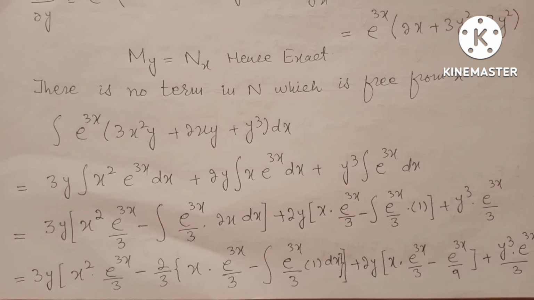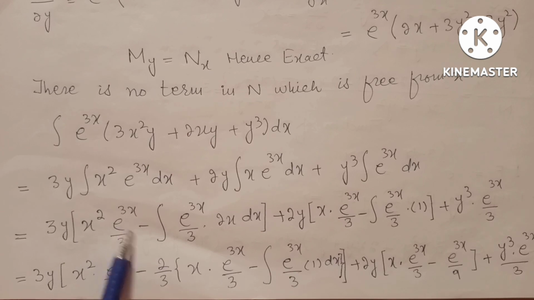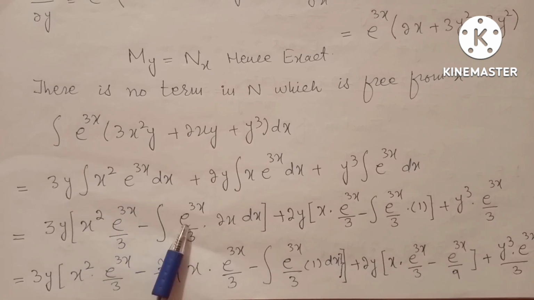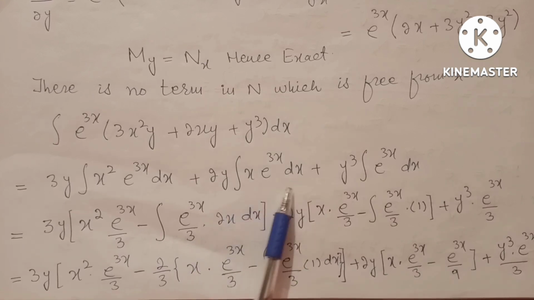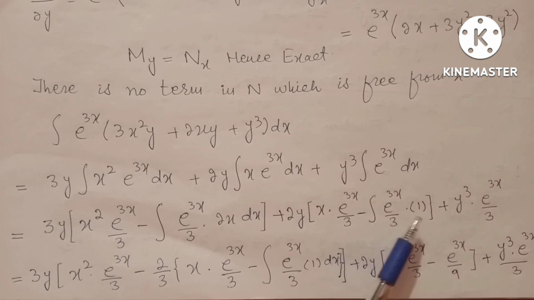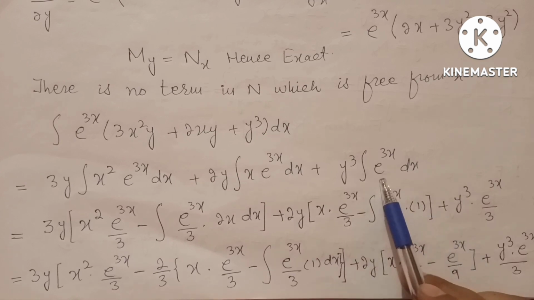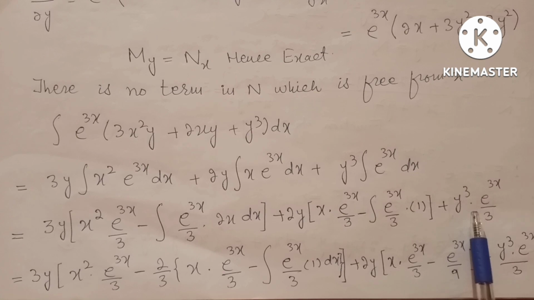Simply we apply integration by parts. As you can see, first as it is, integral of second minus whole integral of second into derivative of first. Similarly in this integral, first as it is, integral of second, which is e raised to power 3x by 3, minus whole integral of second into derivative of first, and the derivative of x is 1. Here integral of e raised to power 3x is e raised to power 3x divided by 3. We will just simplify this equation and get the general solution.